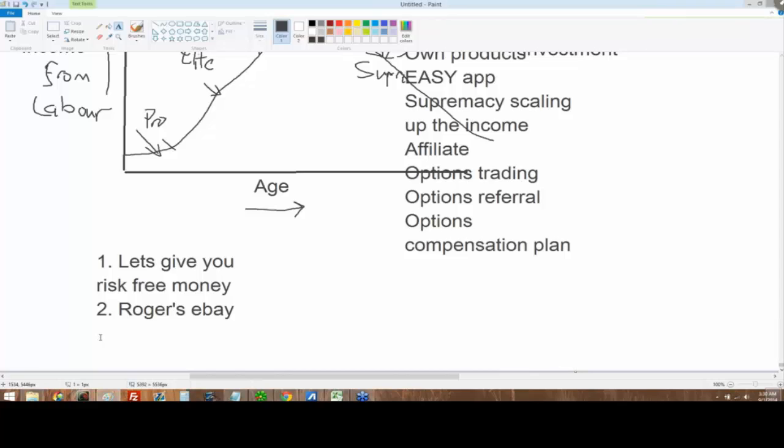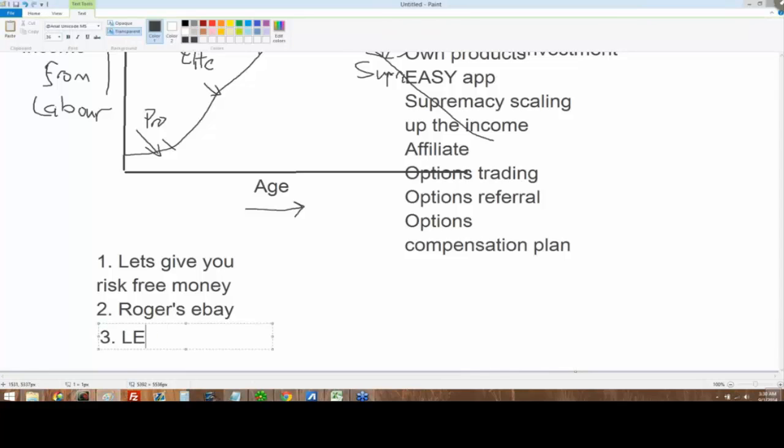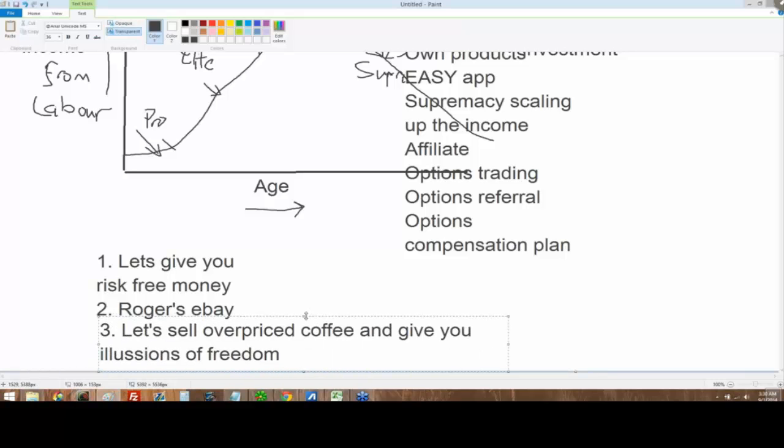And then, of course, we had this third thing, which was, let's sell overpriced coffee and give you illusions of freedom. Okay? Can you put a sad face on that? I think the only way we got that to happen was when we... Say it again? Add a sad face to that third one.